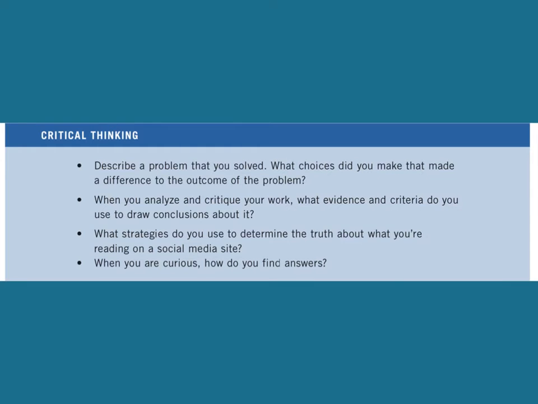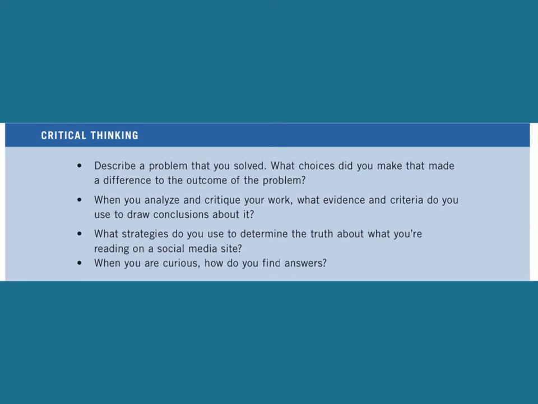There are four prompts for this core competency that you can choose to base your reflection off of. The first one is to describe a problem that you solved. What choices did you make that made a difference to the outcome? So what problem did you solve? It could be a problem in class, an actual question in your course that you're trying to solve, or a challenge that you're encountering, could be outside of school. And what choices did you make that made a difference in that outcome and how it was solved, or whether it was solved?